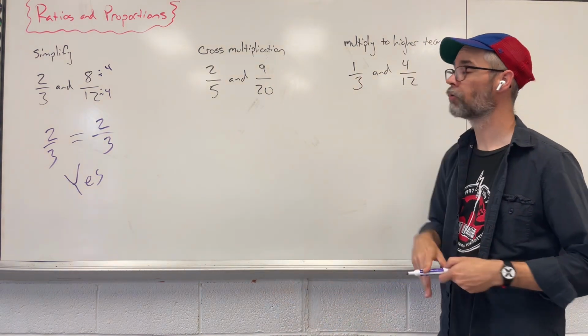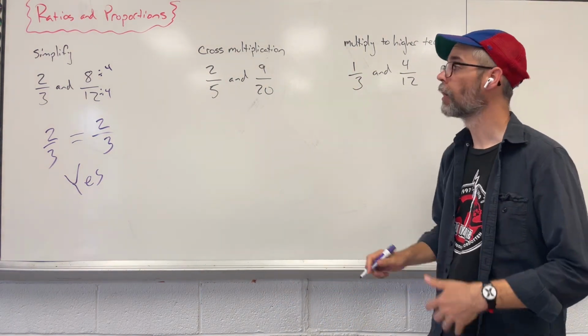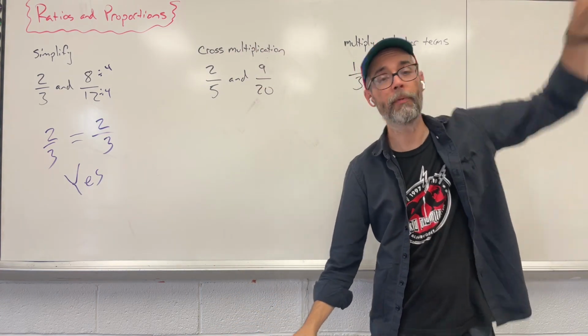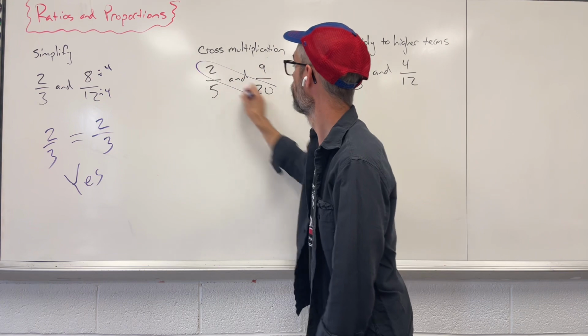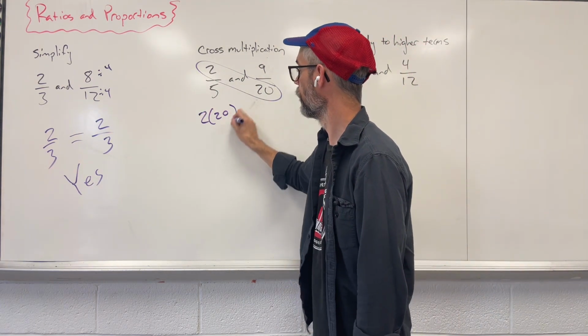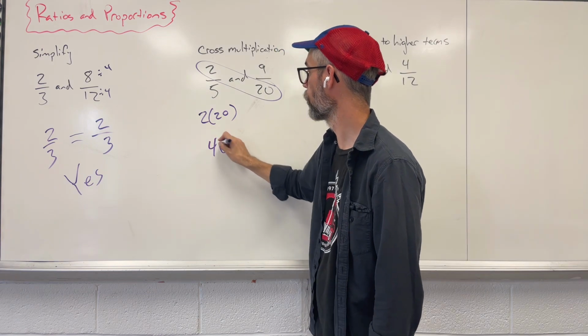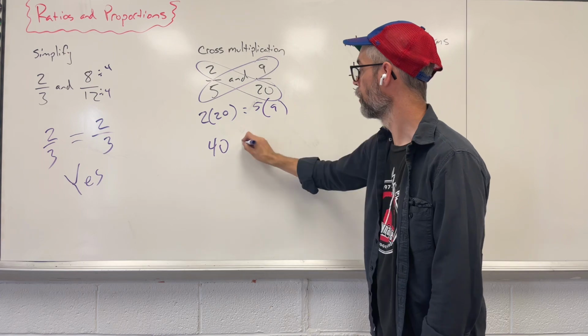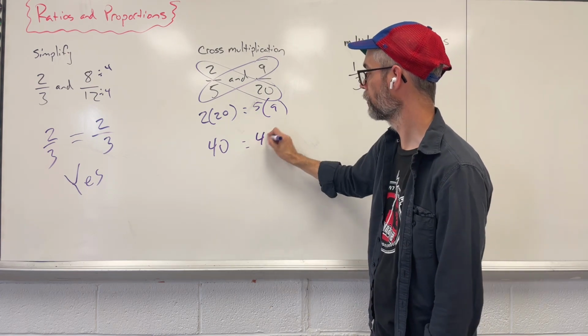Another method we can use is something called cross multiplication. I want to take the top and multiply with the bottom of the other. Take the bottom and multiply with the top of the other. So I want to say 2 times 20, which is going to give me 40, equal to 5 times 9, which in this case is 45.